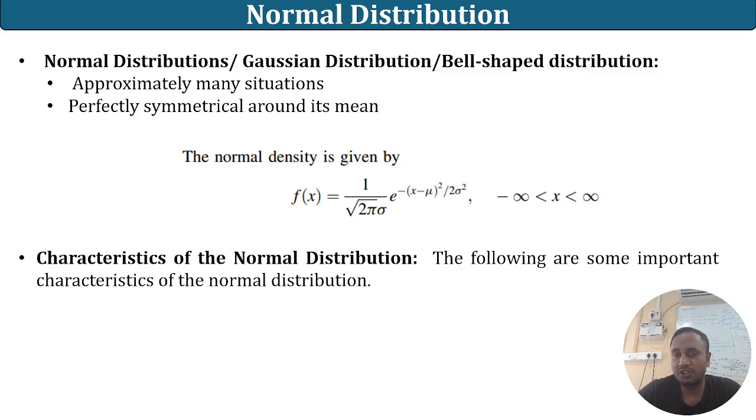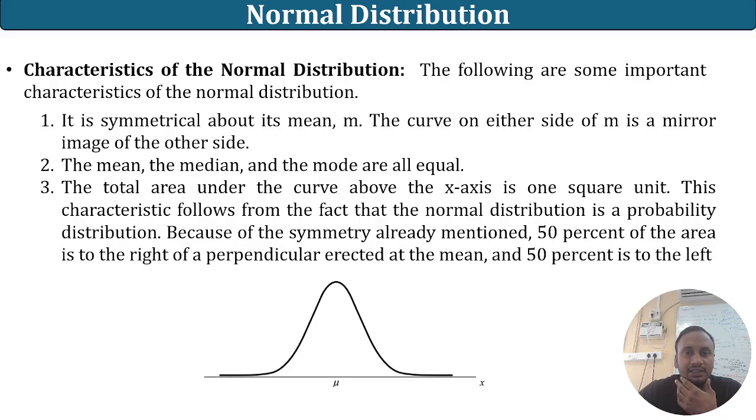That normal distribution actually is approximately what will occur in these situations. It's going to be perfectly symmetrical around its mean. If you look at the properties, we can see it's going to be symmetrical about the mean, so it's going to be a mirror image on either side.